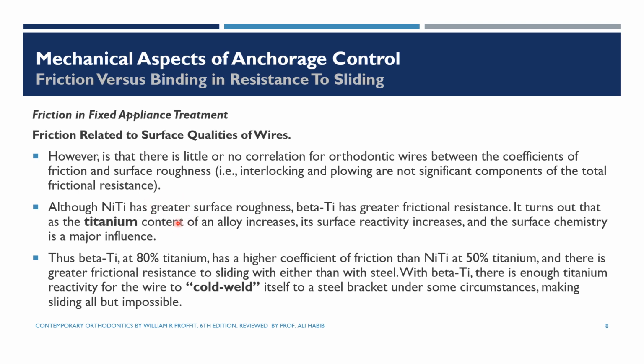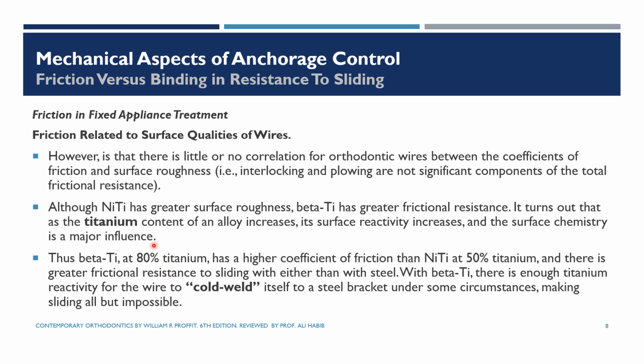And although nickel-titanium wire was found to have the highest surface roughness when compared to beta titanium and stainless steel wires, it turns out that the titanium content and its surface reactivity are the ones that determine the friction resistance, which has the major influence. In other words, it's not the surface roughness.